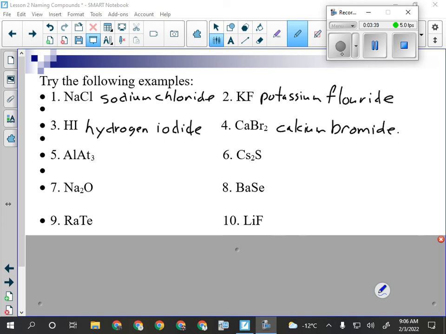So number 5, what's Al? Aluminum. Oh, and I wrote it as a capital. We are not supposed to capitalize. So aluminum, and then At stands for astatine. But we have to change that to astatide. So this will be aluminum astatide.